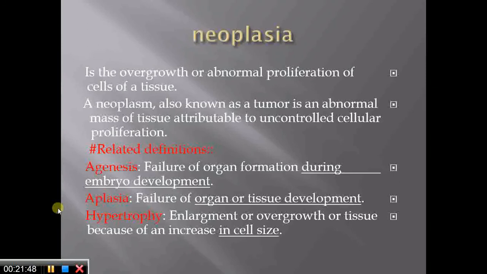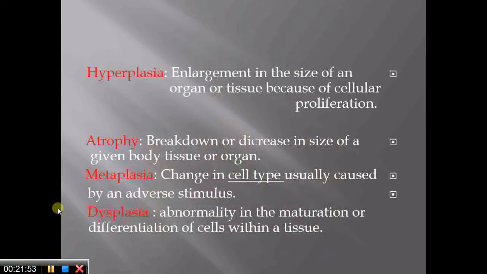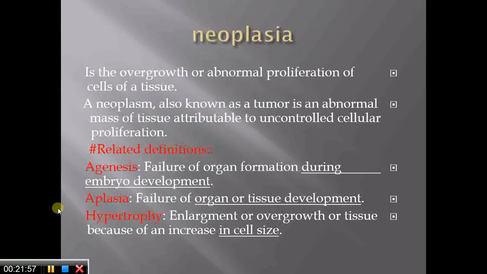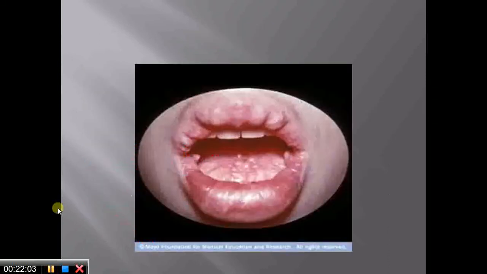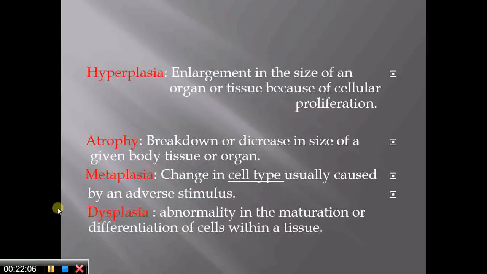Agenesis, failure of organ formation during embryo development. Aplasia, failure of organ or tissue development. Hypertrophy, enlargement or overgrowth of tissue because of an increase in cell size. Hyperplasia, enlargement in the size of an organ or tissue because of cellular proliferation.